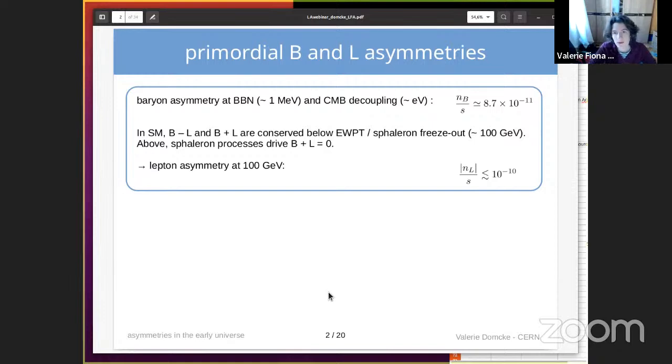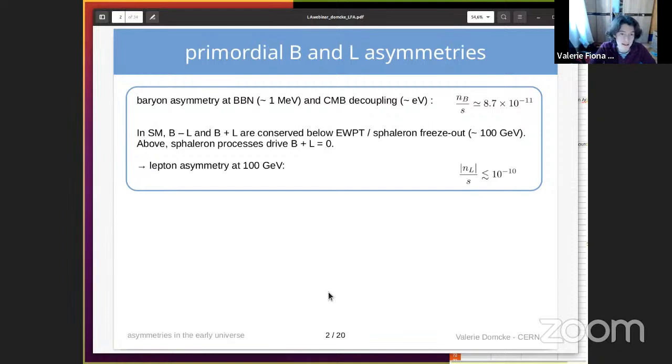So the standard thing that you'll hear is that we know very well the baryon asymmetry, both at Big Bang nucleosynthesis and at CMB decoupling, from the indirect measurements that we have at that time. And from these measurements, we know that at that time, the baryon asymmetry was very small, about on the order of 10 to minus 10.